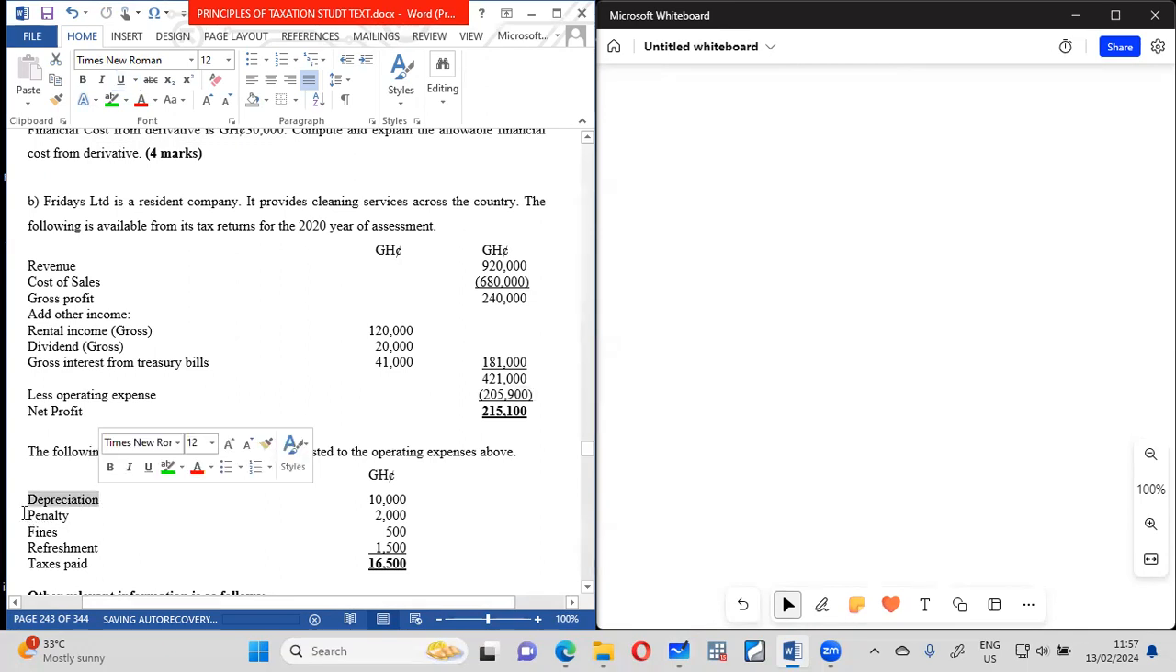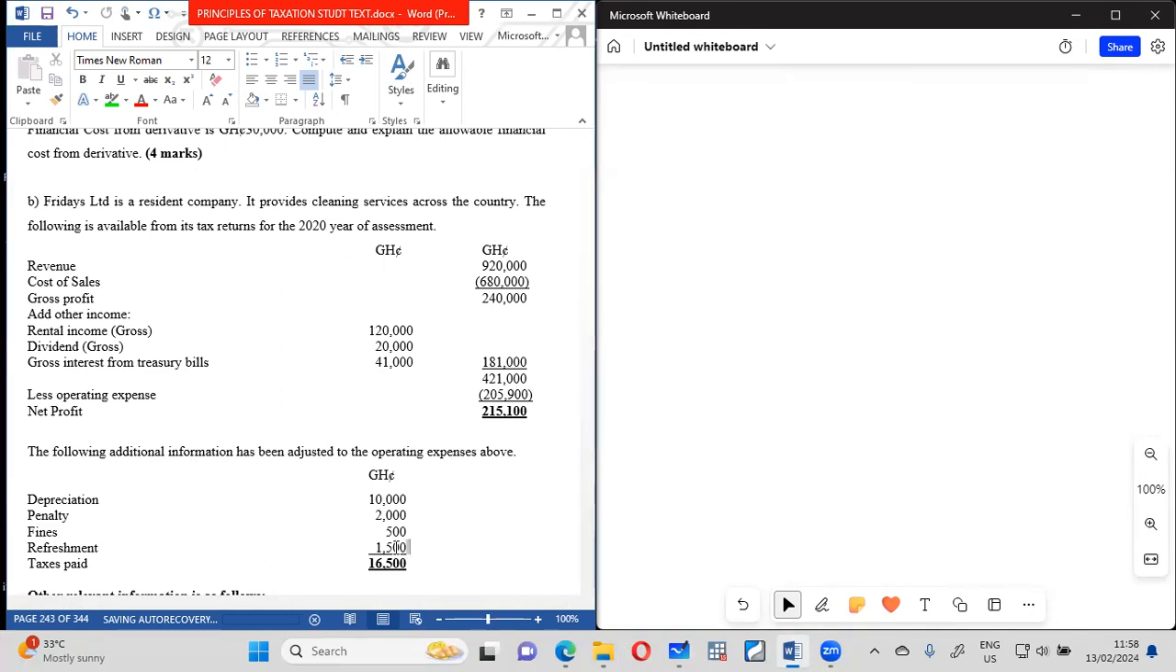Depreciation, we will add back. Penalty, we will add back. Fines, we will add back. Refreshment. If the refreshment was for everybody as an entity, in the individual person it will not be taxed on the individual person. But here too, refreshment will be disallowed. So you add it back. Okay, can't allow you to spend money and enjoy like that.